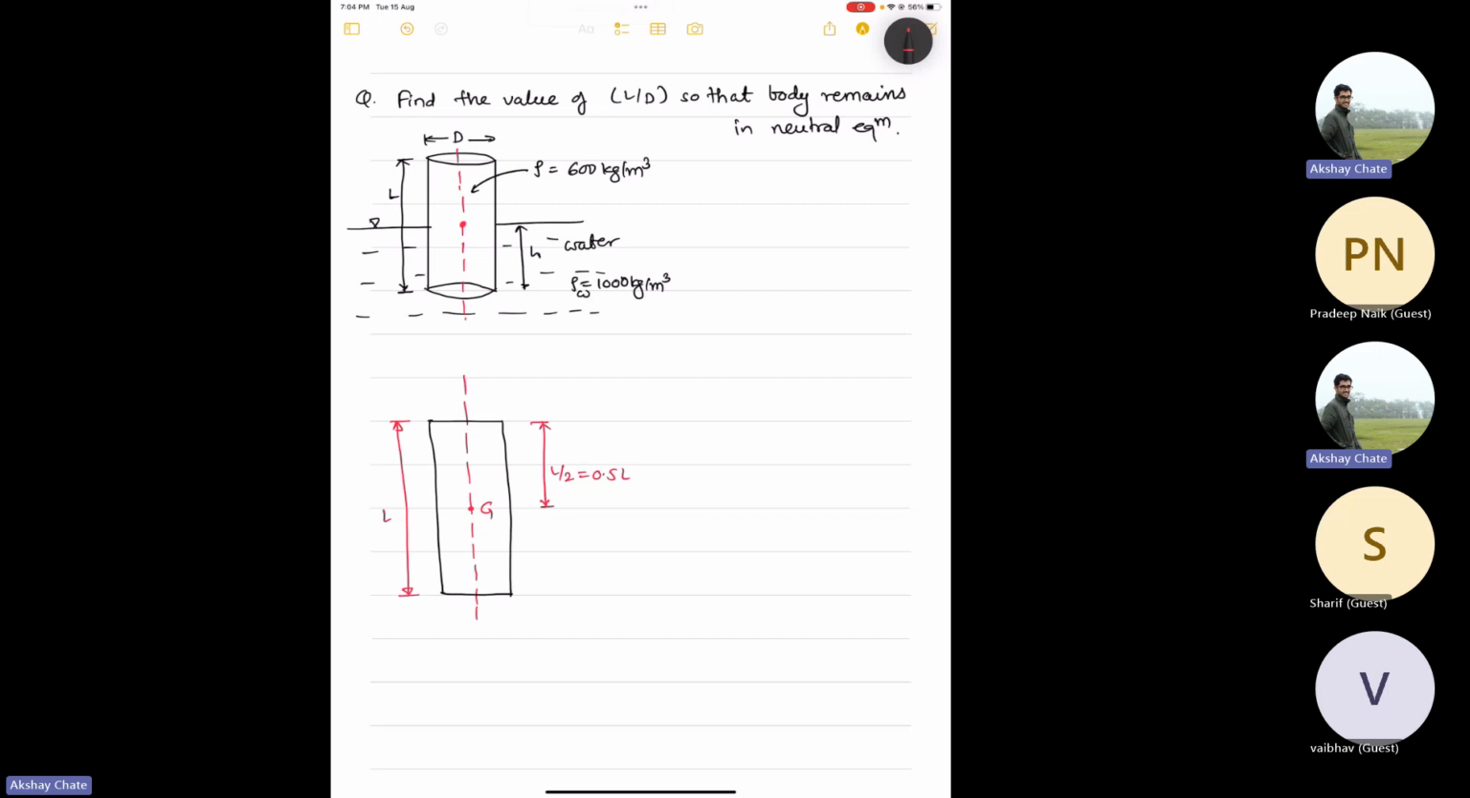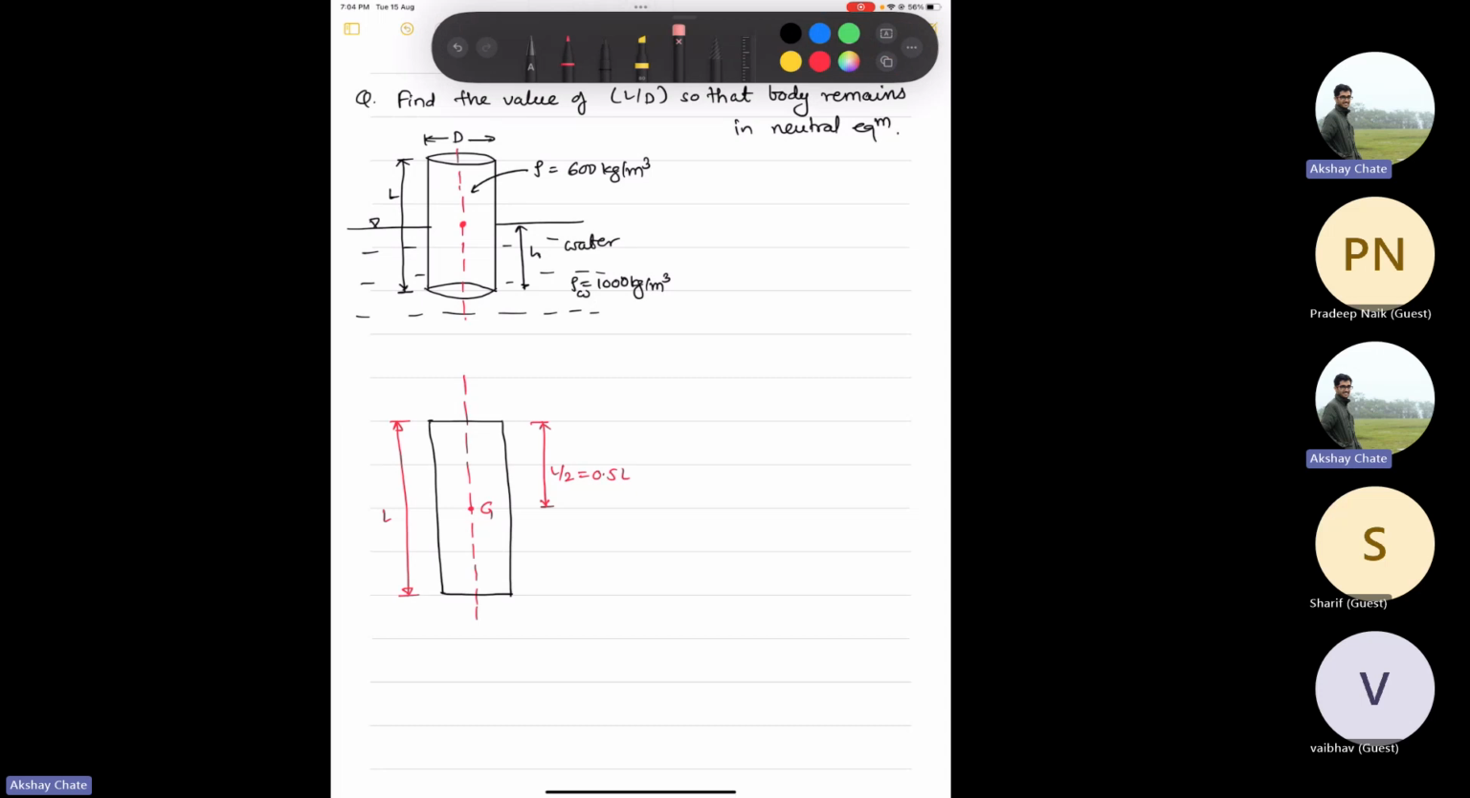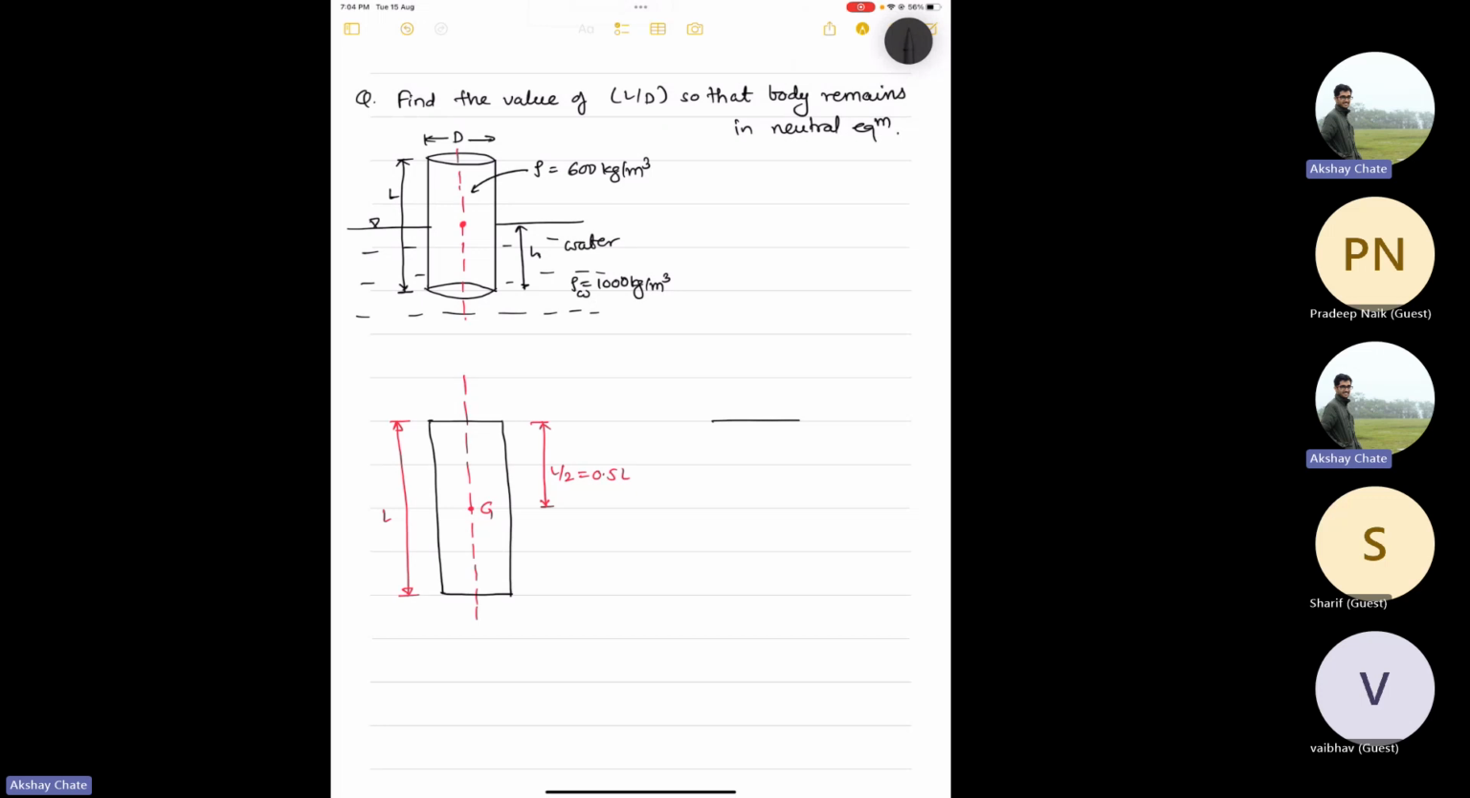And this body, it is submerged, not fully. It is submerged, let's say, up to certain depth, which is given in the question as H. So this was your body, right? Now we know the G location. Now we are interested in finding the other 2 points, M and B.